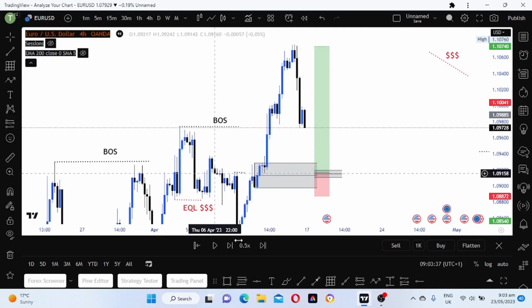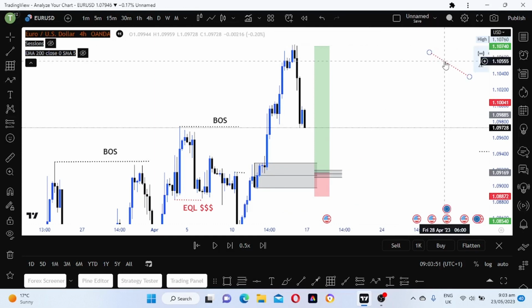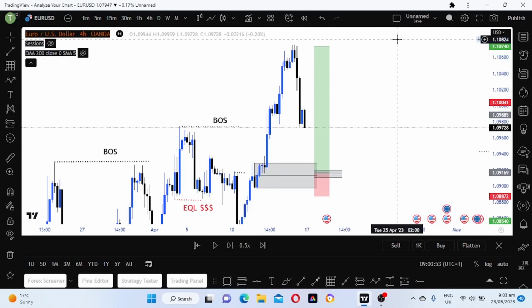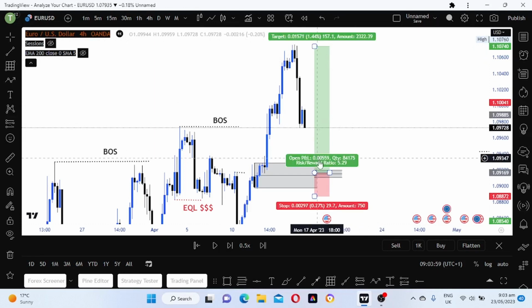Now what do I do? I will wait for price to come back to that zone and activate my buy limit order. I'll wait for price to activate it. I'll just put and forget. I can even go and do whatever I want to do because my buy limit is already set, the TP is already set, and the SL is already set.